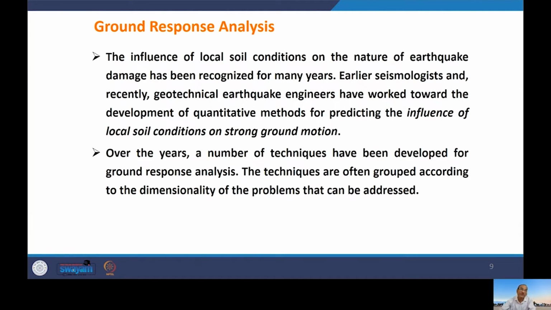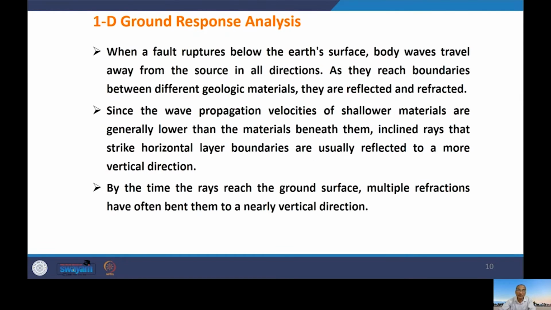And naturally, if you want to carry out one-dimensional analysis, that is simpler. We will start from 1D ground response analysis before we discuss 2D ground response analysis. We are going to talk in detail about 1D ground response analysis, how it can be calculated even without using software for a simple case.